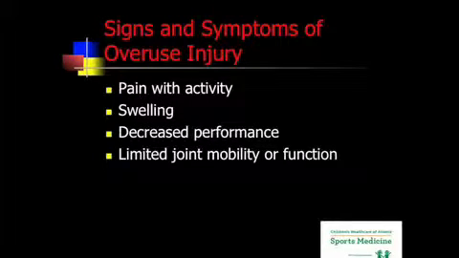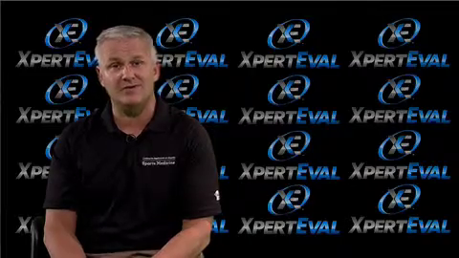Signs and symptoms of an overuse injury include pain with activity, the joint may become swollen, you might have decreased performance, or you might notice limited joint range of motion. Treatment of overuse injury basically is to underuse it. The opposite of over is under, so to treat an overuse injury, you have to underuse it.